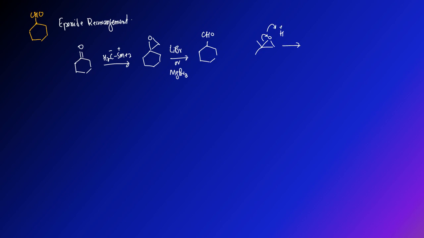This bond will break like this, and we will get a hydroxyl group and a carbocation over here. These are two hydrogens. One will shift right over here, and we will get the system like what we have achieved right over here. So this is one method by using the application of sulfur ylide.